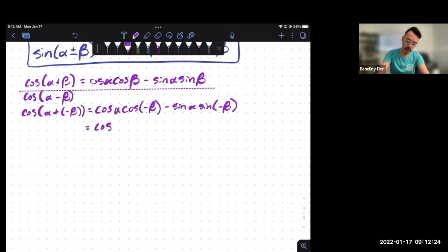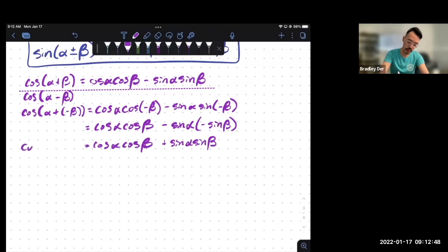This would be cosine alpha. Cosine of a negative angle is just the cosine of the positive. We'd have minus sine alpha. This would have to be negative sine beta by our even odd identities. I've got a negative times a negative, so that would just be positive. Right, and this becomes our simplified formula for the difference of cosine.